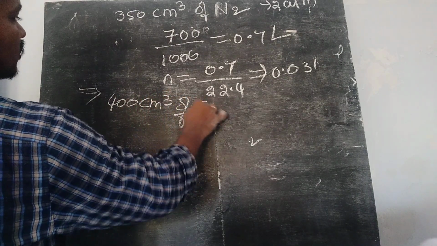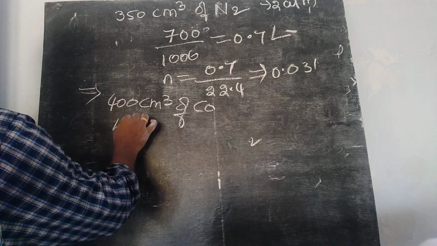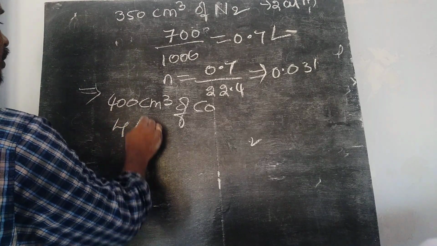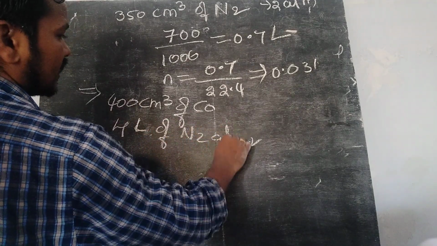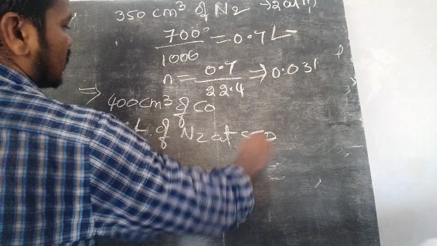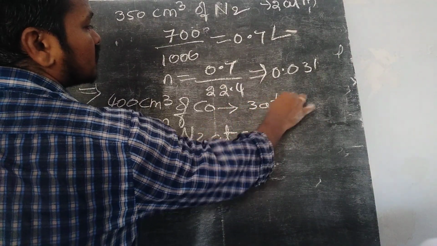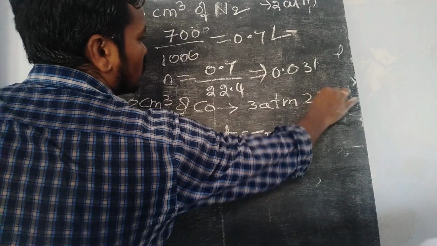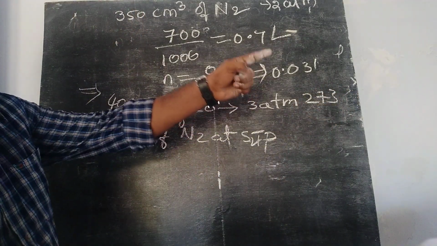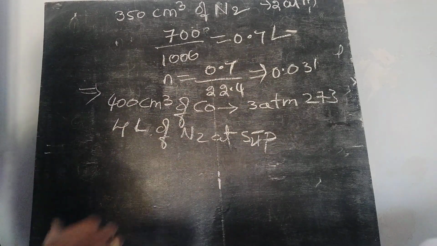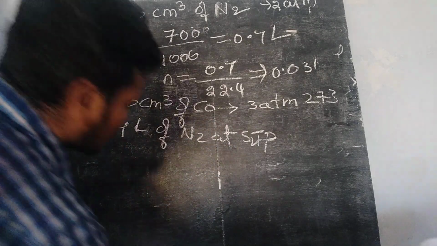Some homework you can do: calculate the number of moles of 400 centimeter cube of CO at 3 atmospheric pressure and temperature 273. Also calculate the number of moles of 4 liters of nitrogen at STP. How many moles? Right, calculate.